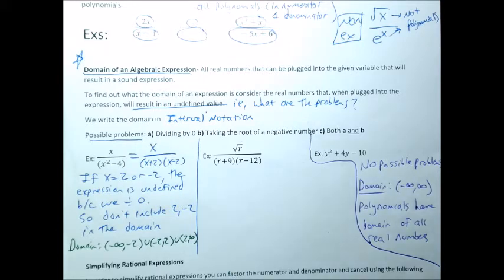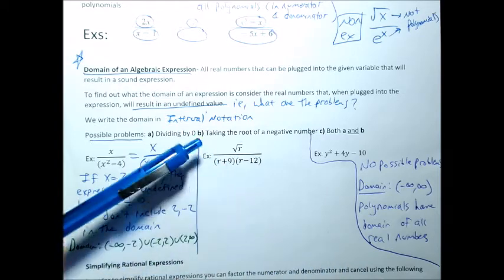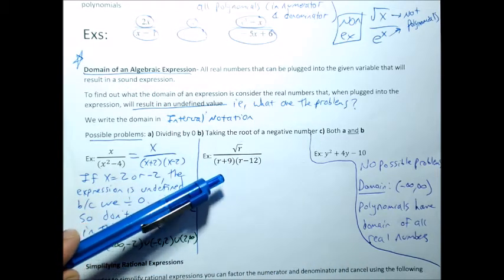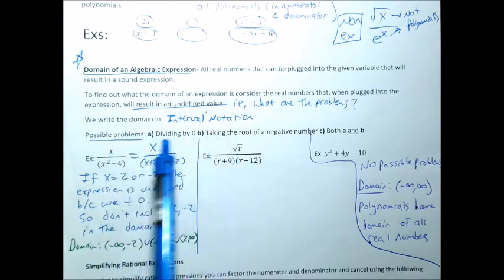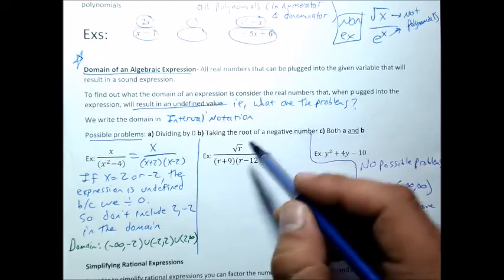So I want to talk about the domain of this thing, and this one has a radical in the numerator, and it's a fraction, so we might divide by 0. So we have to worry about both these things. We have to worry about dividing by 0 and taking the square root of a negative in this one. Okay, so let's focus on the numerator first.